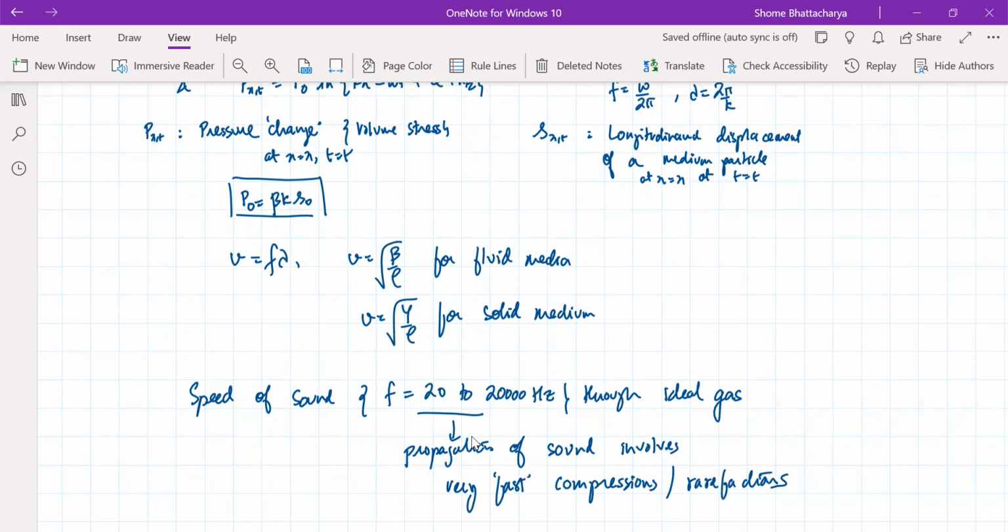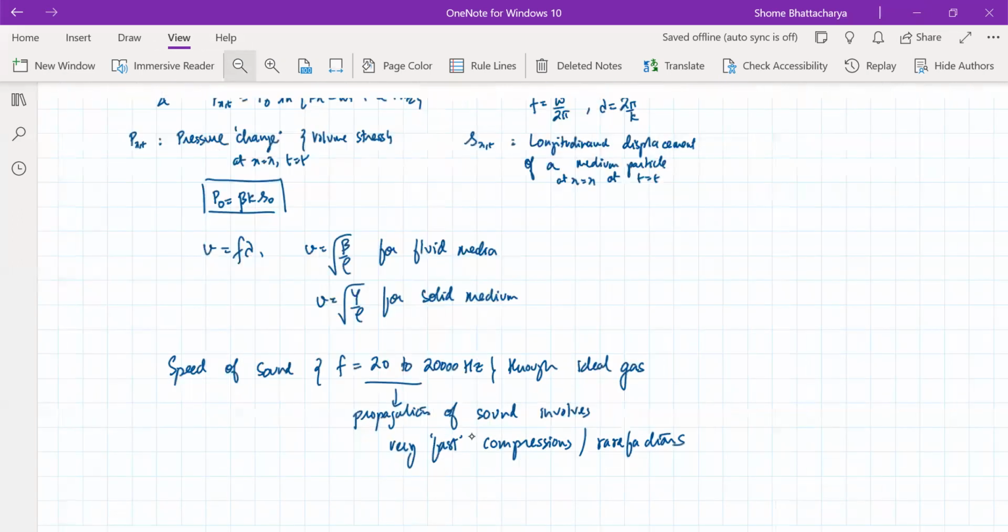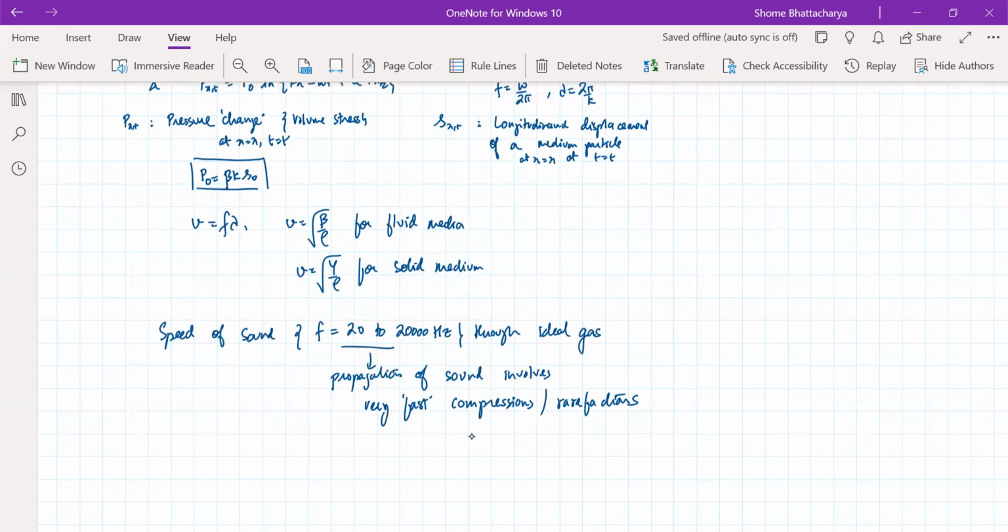Okay, and as you will learn in heat and thermodynamics very soon, fast compressions and rarefactions can be approximated as adiabatic processes. So the propagation of sound thermodynamically involves the ideal gas undergoing an adiabatic process. An adiabatic process is given by the relation PV to the power gamma is constant, where gamma is the ratio of Cp by Cv, or 1 plus 2 upon degrees of freedom.